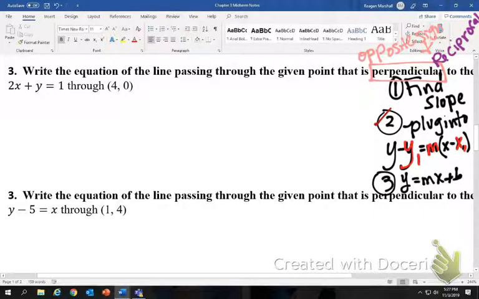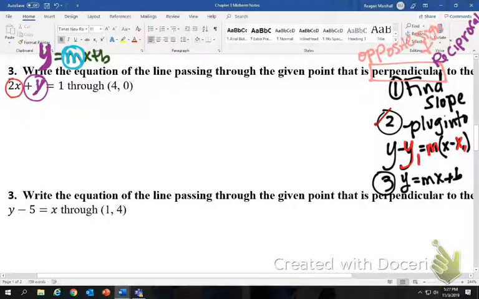I told you earlier, in order to know what the slope is, it needs to be written in y equals mx plus b, because then the slope is just sitting there. But this is not written in y equals mx plus b, so you need to make it look like that. So you need to solve for y, like it is in the formula. So we need to get y by itself.